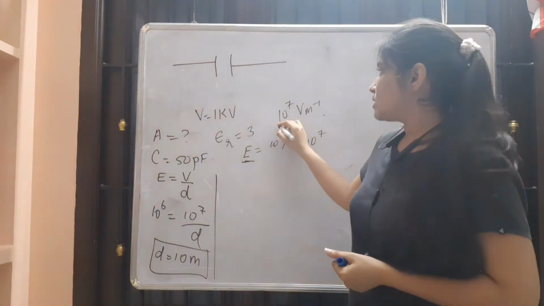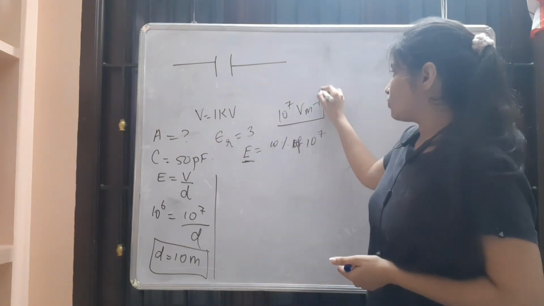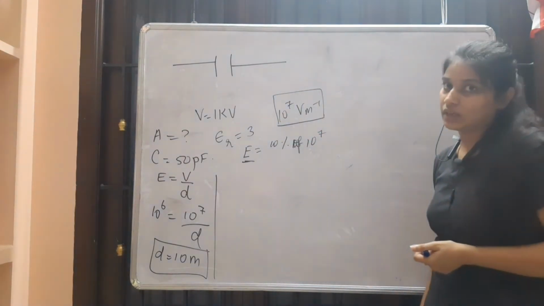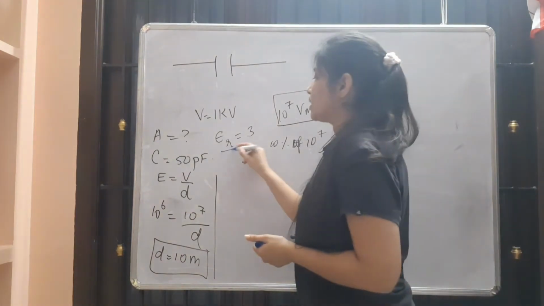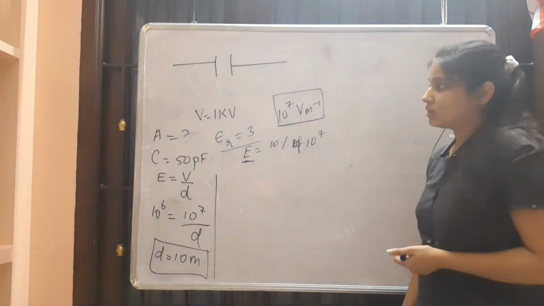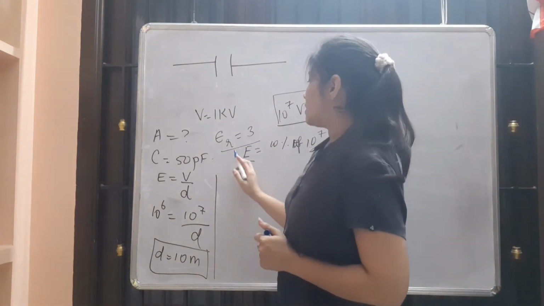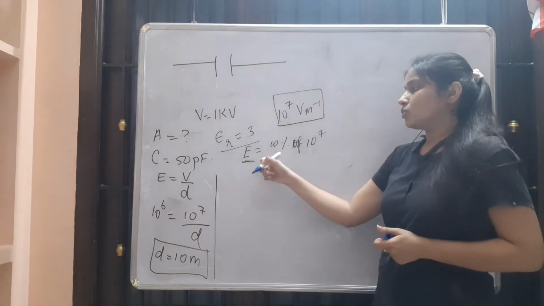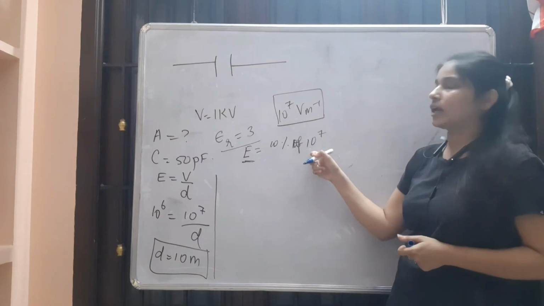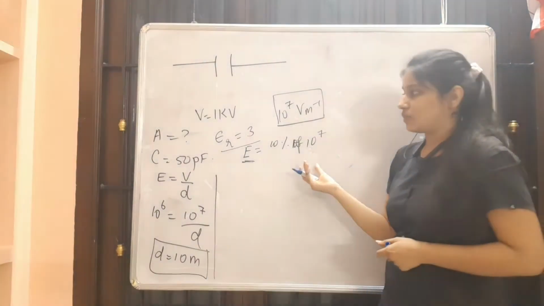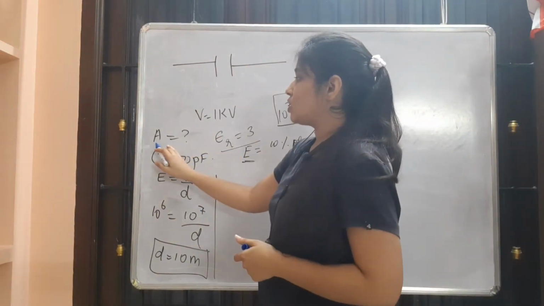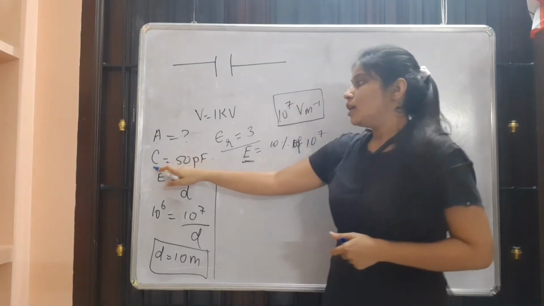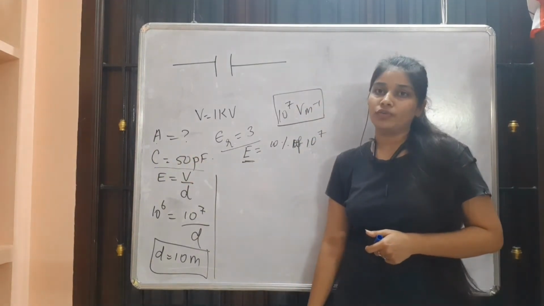1 kilovolt, and the dielectric strength of the capacitor is given as 10 power 7, which is having a dielectric constant of 3, epsilon r equal to 3, and you can have a maximum electric field which is equal to 10% of the dielectric strength, so 10 power 7. And they are asking what is the area that we should have to get a capacitance of 50 picofarad.